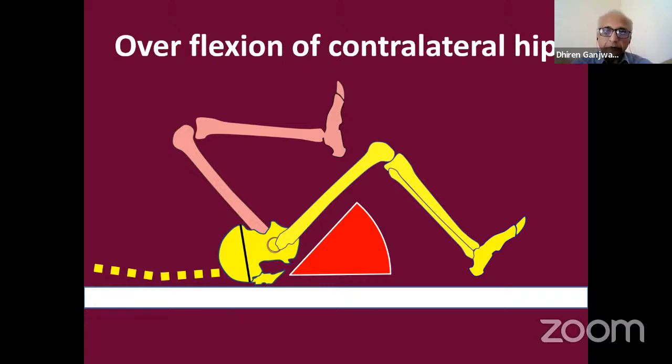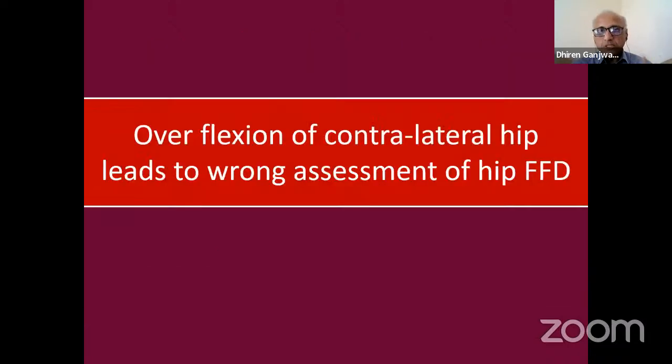If you compare the previous figure, where the pelvis was perpendicular to the examination table, this was the flexion deformity. So if we overflex the contralateral hip, we get the wrong idea about the flexion deformity at the hip. The most important message I want to give: overflexion of the contralateral hip leads to wrong assessment, or overestimation, of the hip fixed flexion deformity.